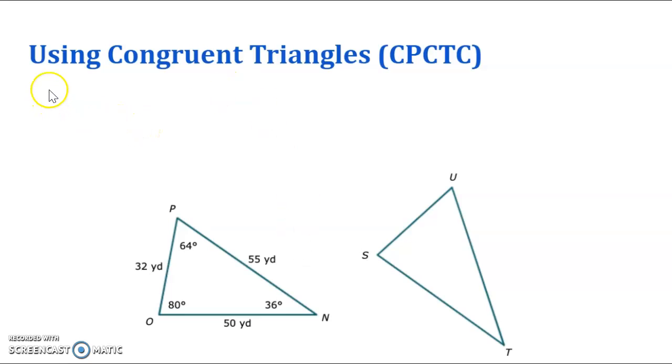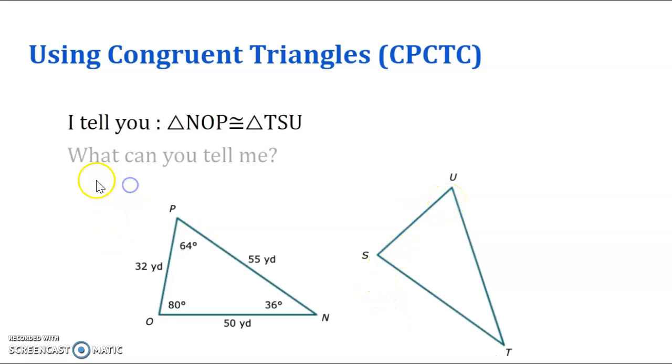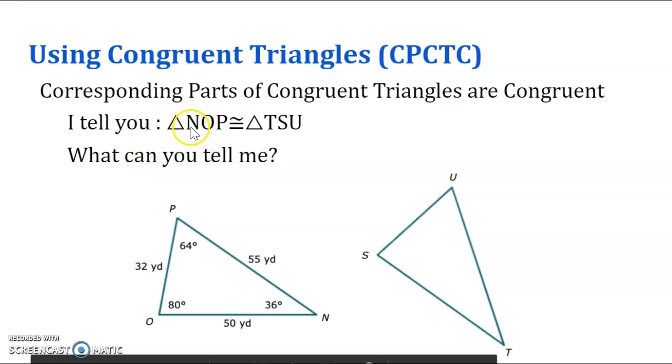Alright, so up till now, how can we use the congruent triangles? If you are told that triangle NOP is congruent to triangle TSU, it's always a good idea to follow along with your fingers and your eyes. What can you tell us? Well, corresponding parts of congruent triangles are congruent. That's the CPCTC, which you should have learned last year.